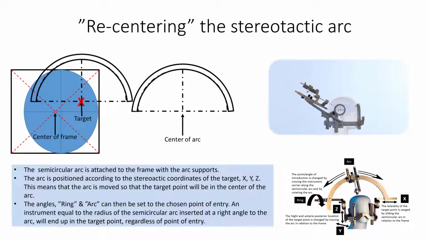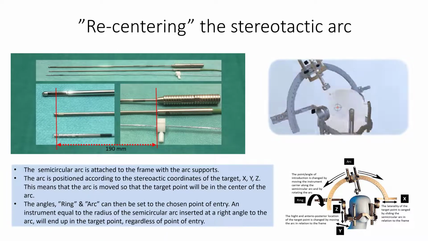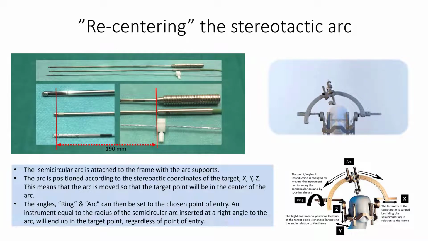The angles can then be set to the chosen point of entry, and an instrument such as a DBS electrode, equal to the radius of the semicircular arc and inserted at the right angle to the arc, will end up in the target point regardless of point of entry.